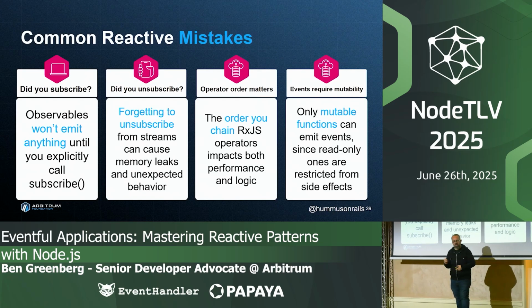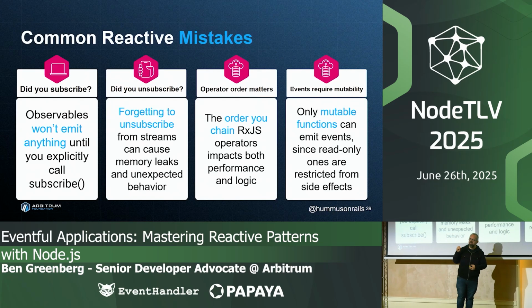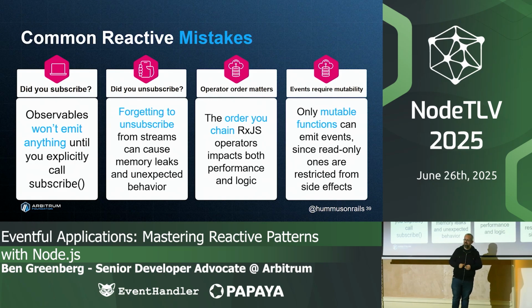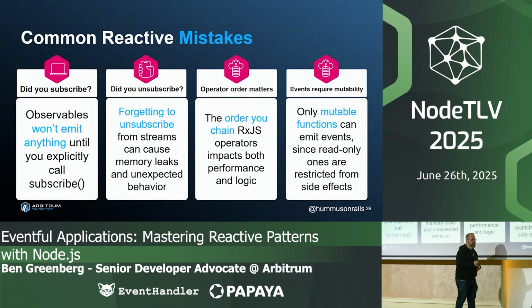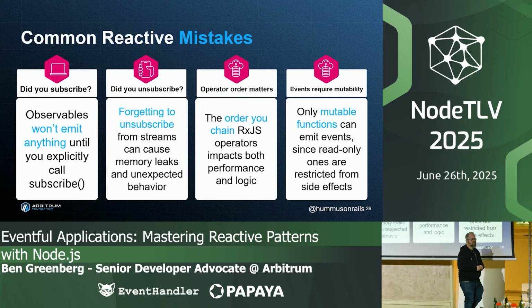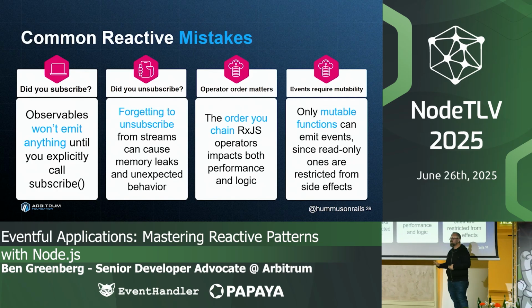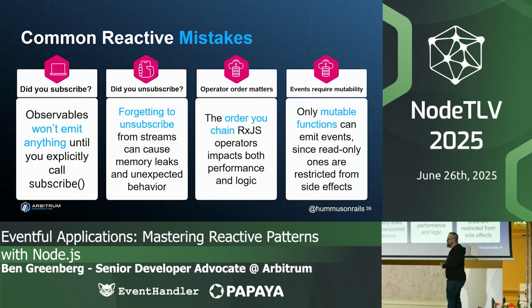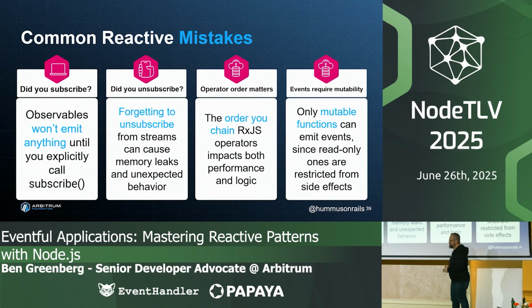And last, but certainly not least, events need mutability. The read-only events are restricted from side effects. So therefore, your data, your mutable functions, need to emit events. You need to have mutable functions, not immutable functions.